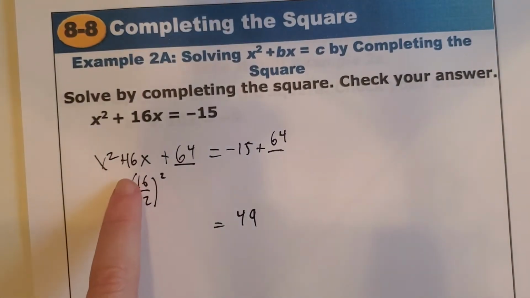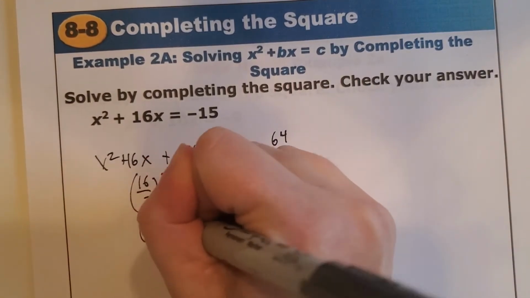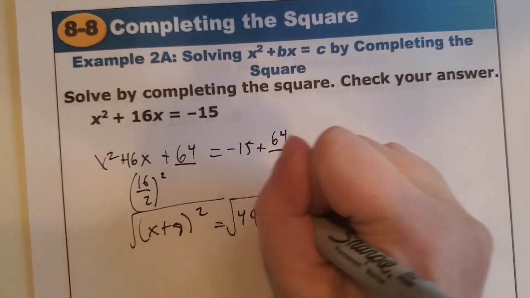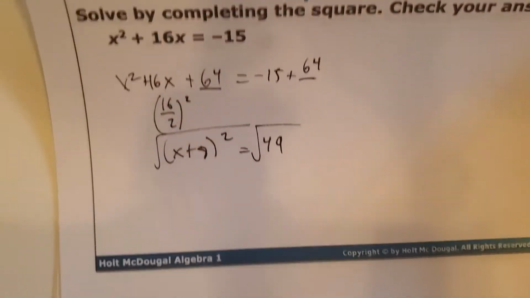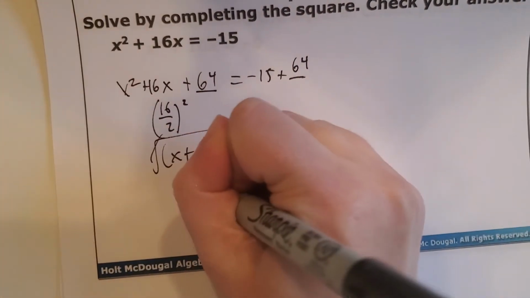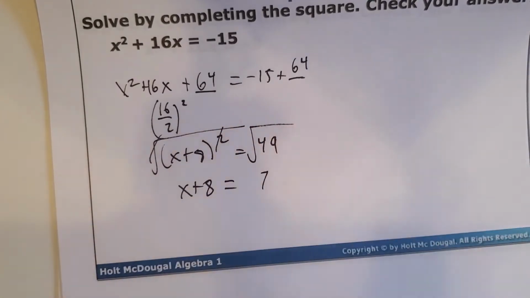So our 16 divided by 2 is 8. So that means our factors would be x plus 8 and x plus 8. We could simplify that to be x plus 8 squared. And now this looks like a problem that we did last week with solving quadratic equations by taking the square root. We're going to take the square root of both sides. It cancels out on the left. So we have x plus 8 equals the square root of 49, which is 7.